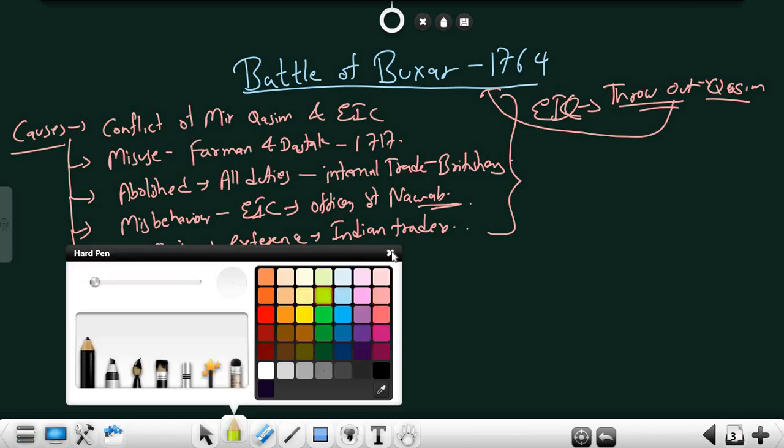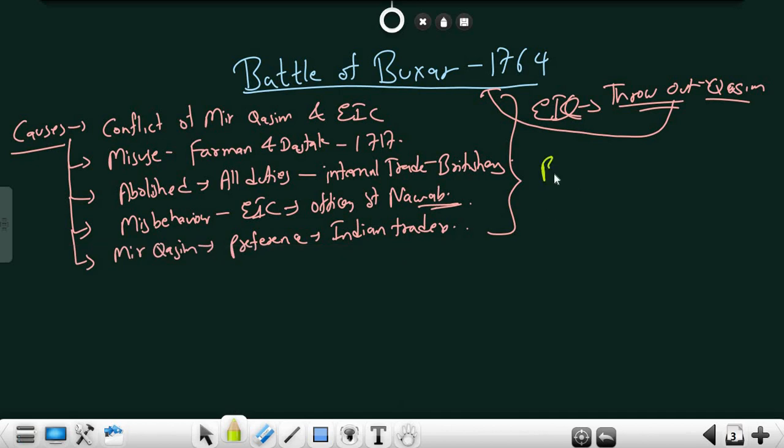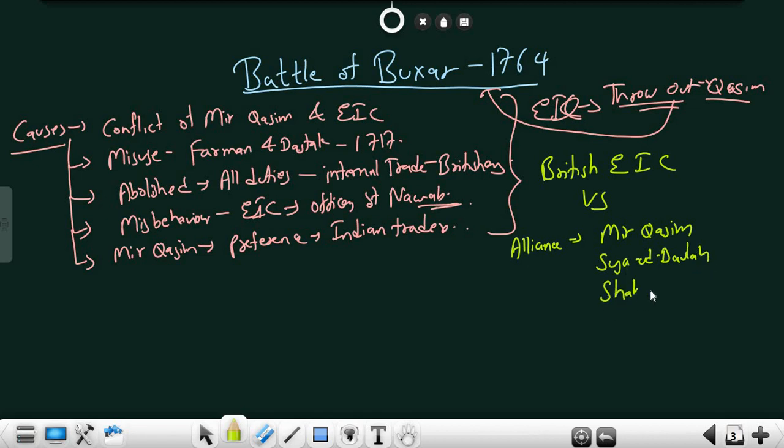So it was fought between British East India Company versus alliance of Mir Qasim, Sujauddaulah and Shah Alam II. He was the Nawab of Awadh and Shah Alam II was the Mughal emperor.